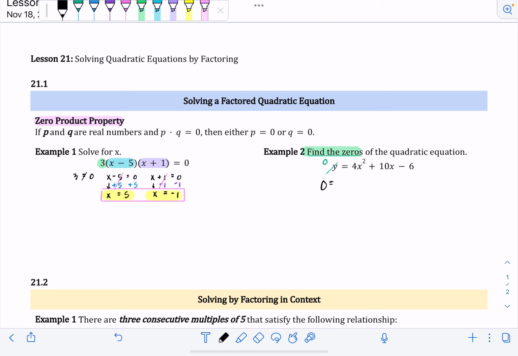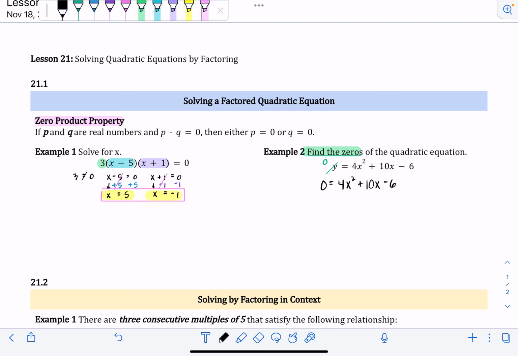So we have 0 equals 4x squared plus 10x minus 6. The reason that we do that is because zeros is a special term in algebra. It's not really referring specifically to the number.